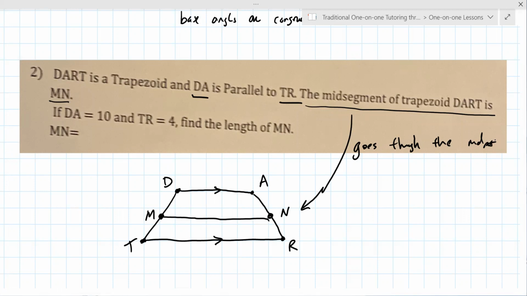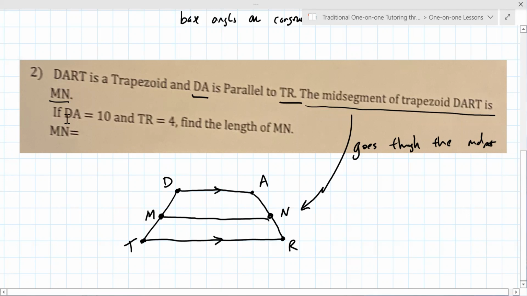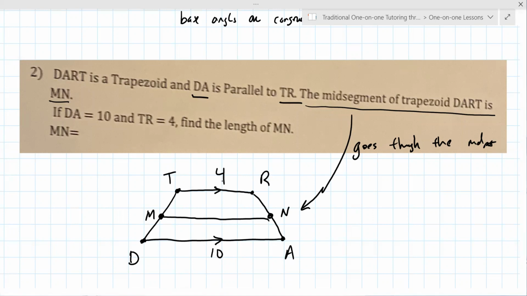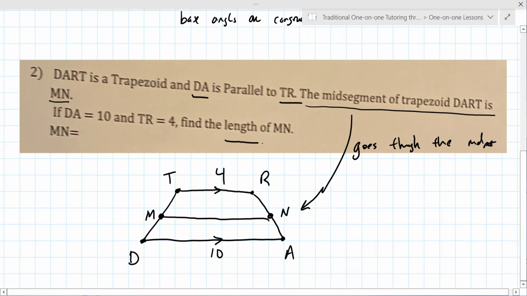So it gives you some lengths here. It tells you that DA is 10 and TR is 4. So we actually have to relabel this just to make it consistent with that. DA is the longer side, 10, and TR is 4. So we want the length of MN.